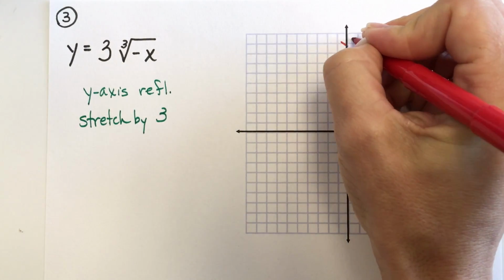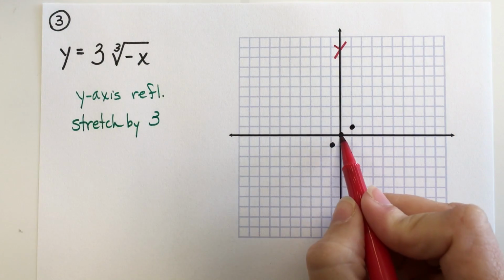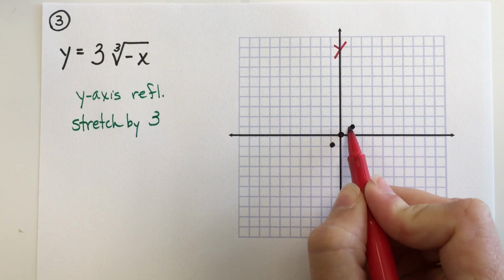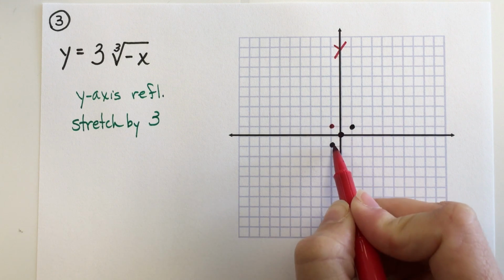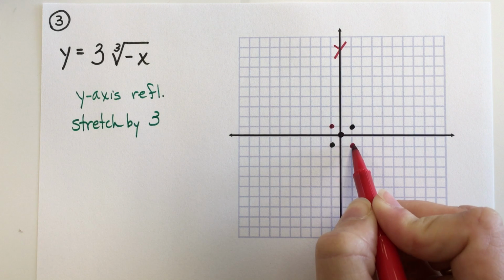Of course, this time, here's my y-axis. So the point here at the origin's not going to move, because it's right on your y-axis. But now your points flip this way. So this point will flip over here. This point will flip over here. So I've got these 3 points now.